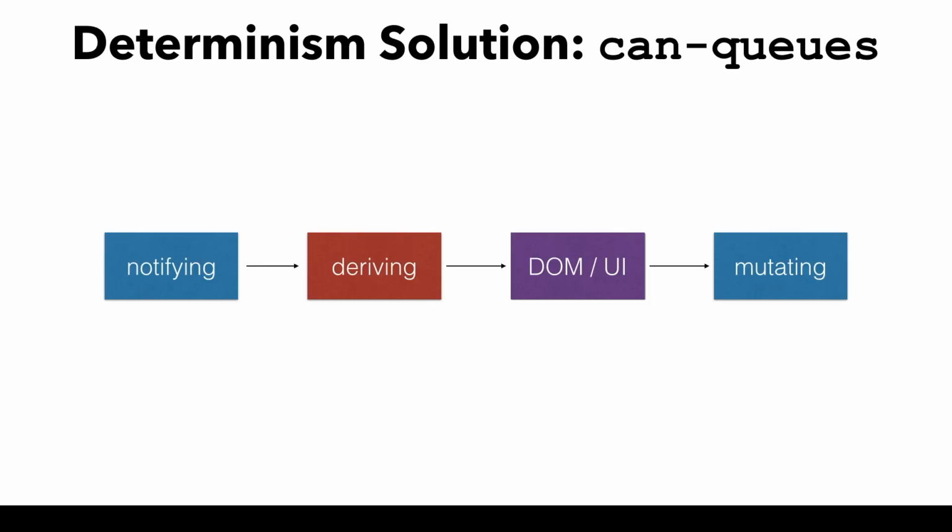It's queues! CanJS has a queuing system that allows one to register functions to be called only at a particular time. CanJS has 4 queues, a notify, derive, DOM-UI, and mutate queue that run one after the other. This means that all notify functions run before any derive functions and so on. Let's see how we'd want the previous code to run with respect to queues.